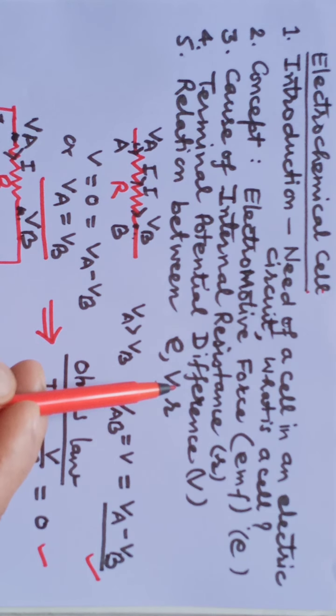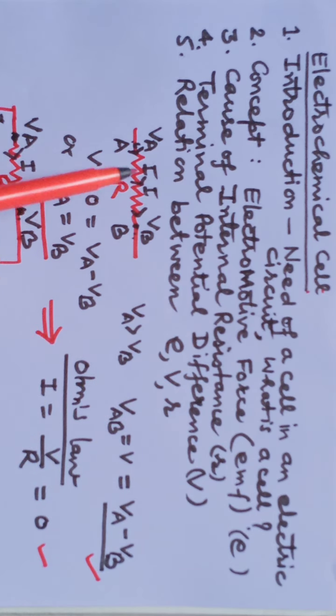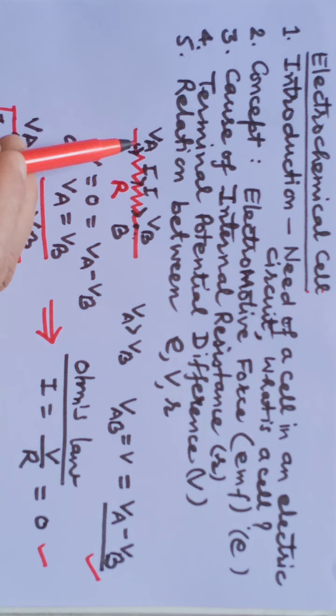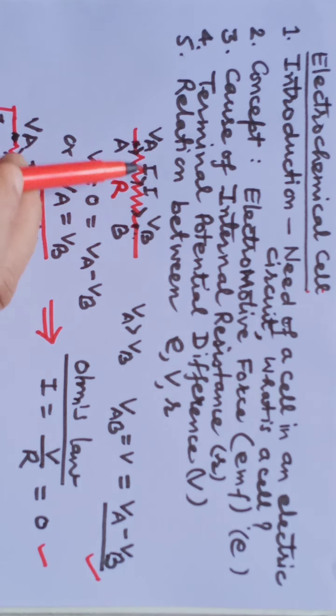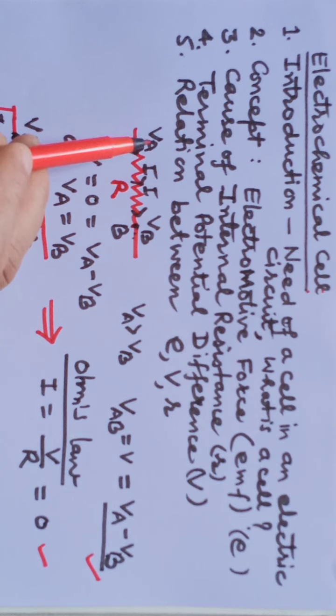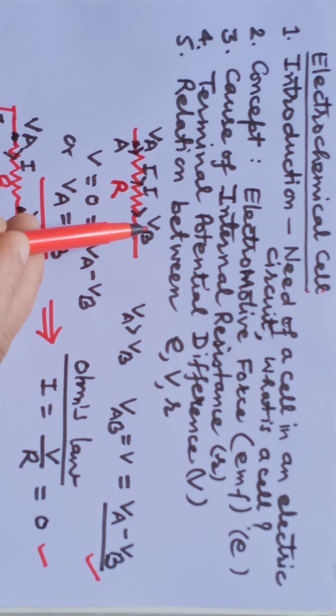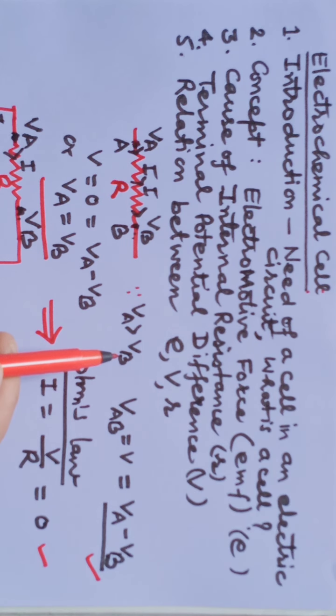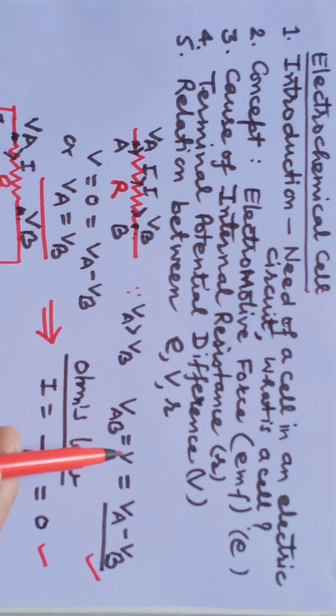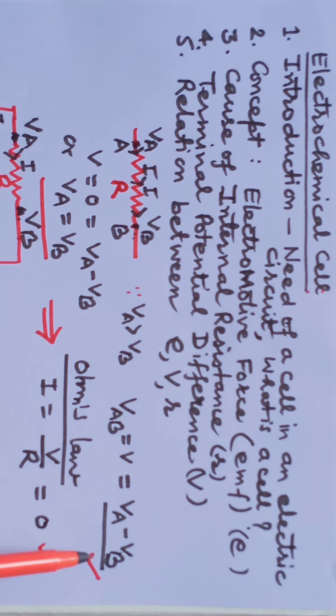So to understand the need of a cell, let us consider a resistance R. Now here are 2 points across the resistor R, A and B. The potential at A is VA, potential at B is VB. Let VA is greater than VB. That is the potential difference across AB, that is V, is VA minus VB.